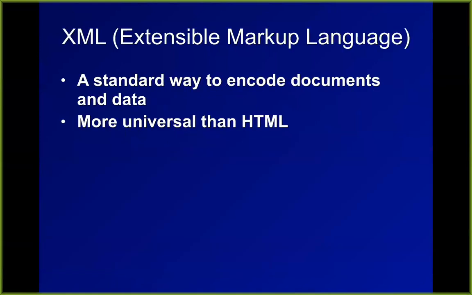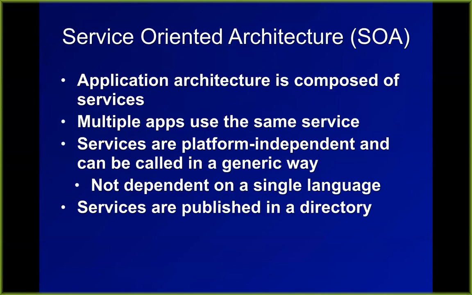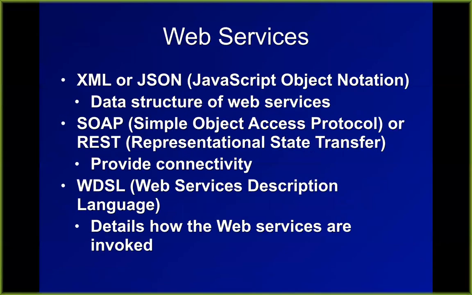Extensible markup language is a standard way to encode documents, more universal than HTML, and service-oriented architecture is where multiple apps use the same service, so you send some kind of request to the server and you get a directory of services that are offered, and you can then choose among them. This is also how remote procedure calls work in Windows. So web services often use XML or JSON to structure these services.